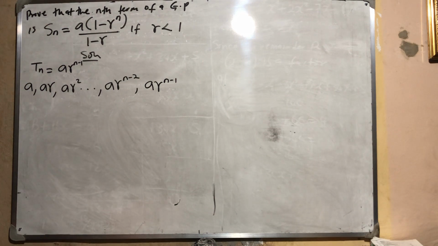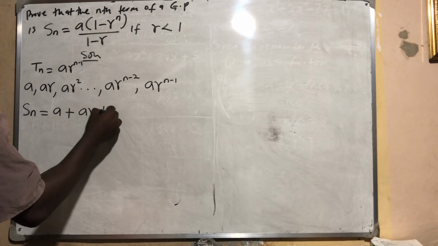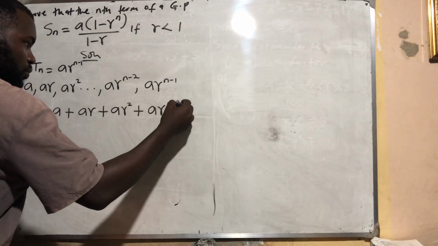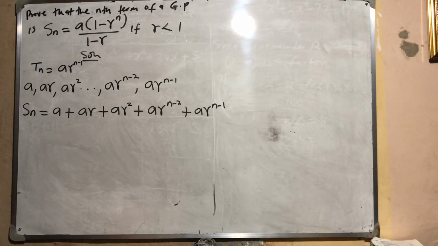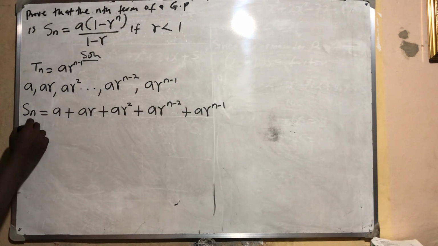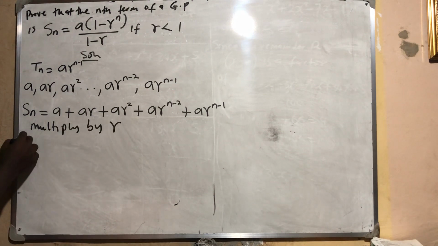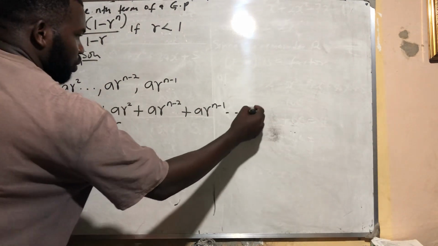Now the next thing to write is Sn is equal to, anywhere you put a comma, change it to plus. That's all. So a plus ar plus ar squared, plus ar raised to power n minus 2, plus ar raised to power n minus 1. Okay. Then the next thing you need to do is to multiply by r. So r times this will give you rSn is equal to what? Let me call this equation 1.